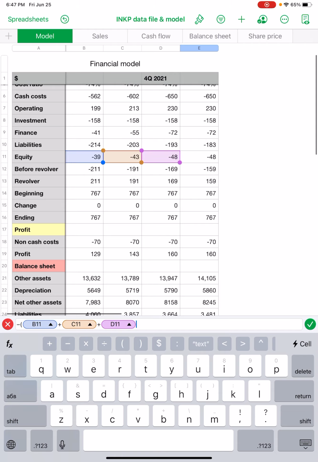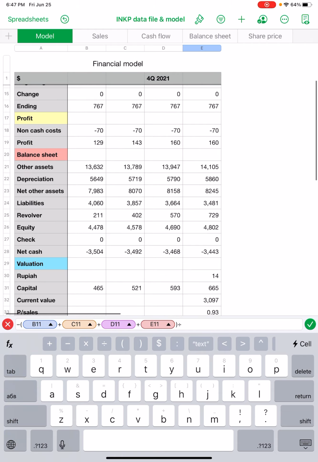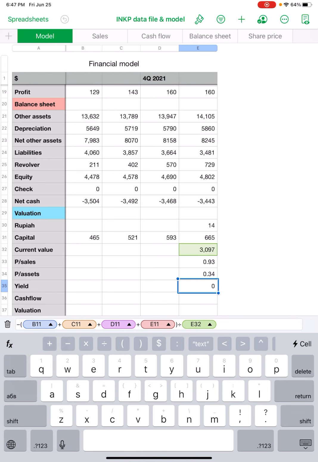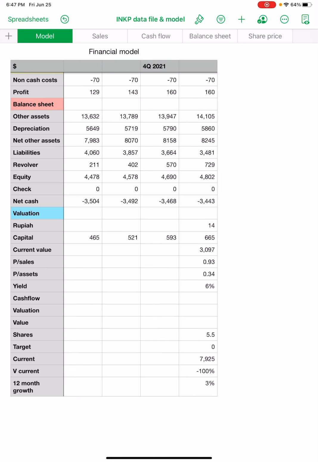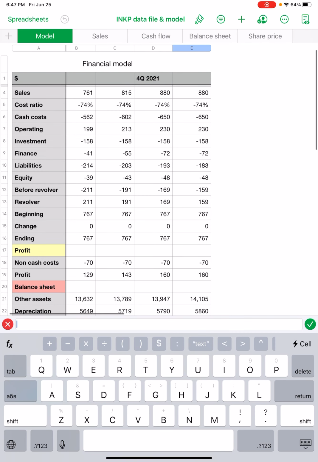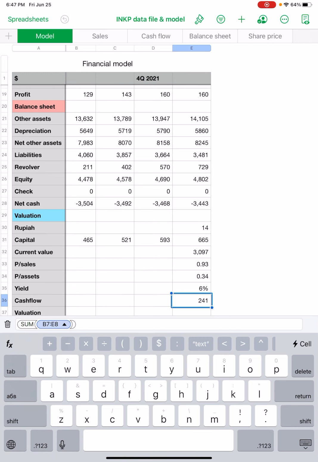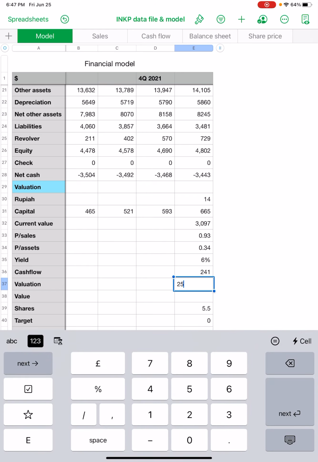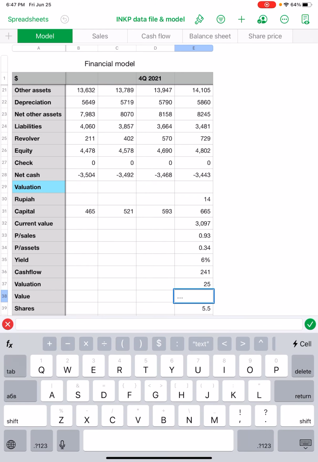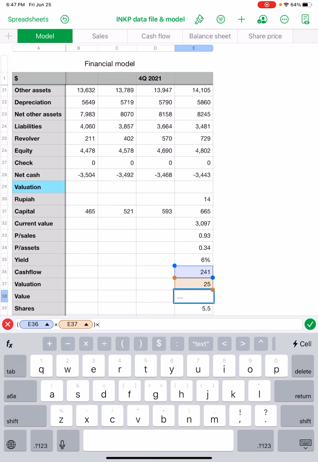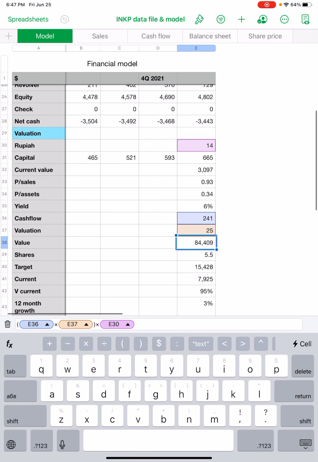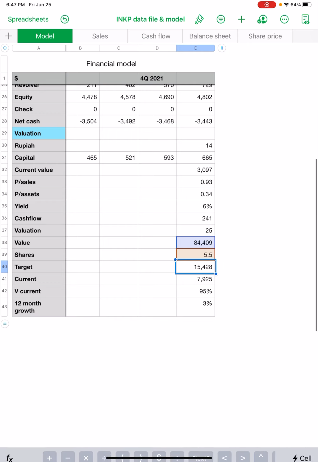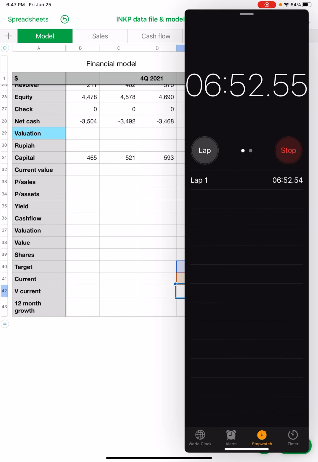The 4 payments divided by the current value, which is $3 billion. As a percent, 6%, yeah. So we got definitely positive cash flow of 241 million. Oops, I'm going to make that 25, so a 4% yield. So our value is going to be the cash flow times the valuation, and then we're going to put this into Rupiah. There's the number of shares, so it's a target price, 95% higher, 15,400. A model in less than 7 minutes.